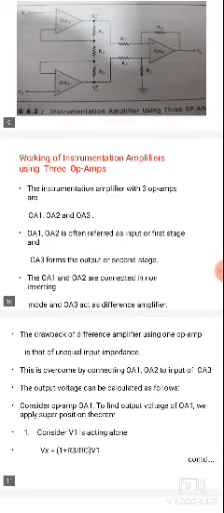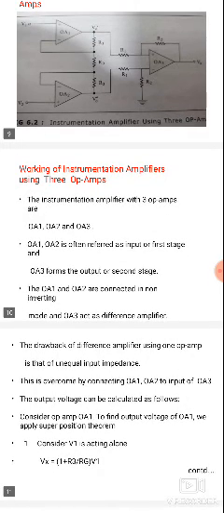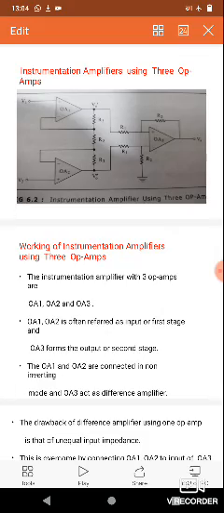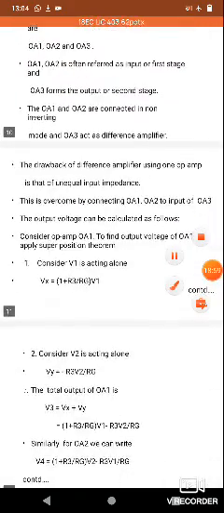V0 is the output voltage. V0 dash and V0 double dash are the outputs of operational amplifier 1 and operational amplifier 2. V0 is the final output of the circuit. The final output is nothing but the instrumentation amplifier using the 3 op amp circuit.